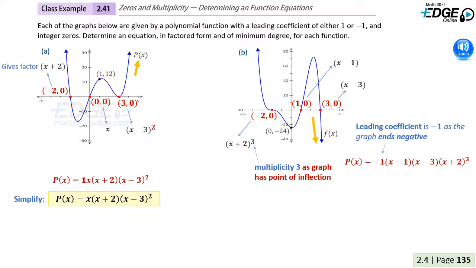Here, because the graph ends negative in quadrant 4, we know the leading coefficient is negative. In later examples, we will do similar problems where we assume there could be a vertical stretch. So instead of writing a 1 or -1, we'll introduce a value of a. But for now, we simply need to know whether the graph was ending up or ending down.